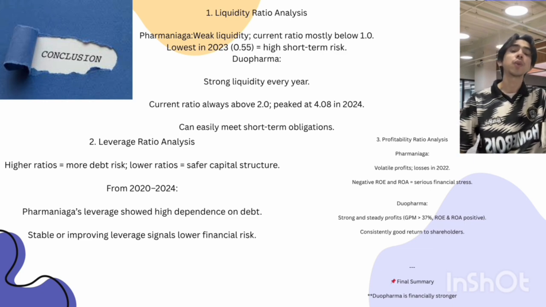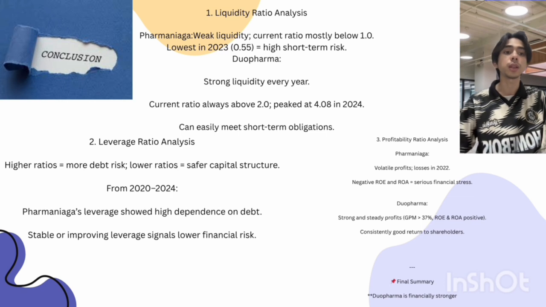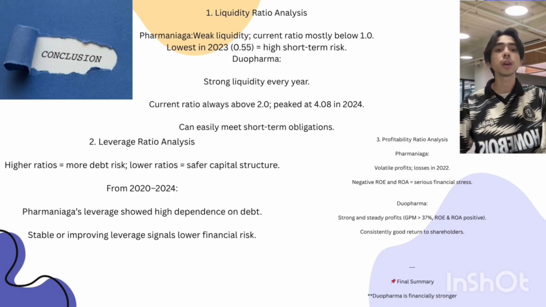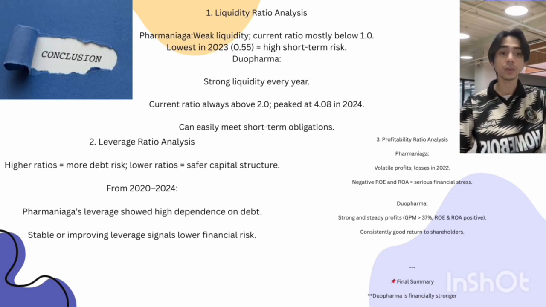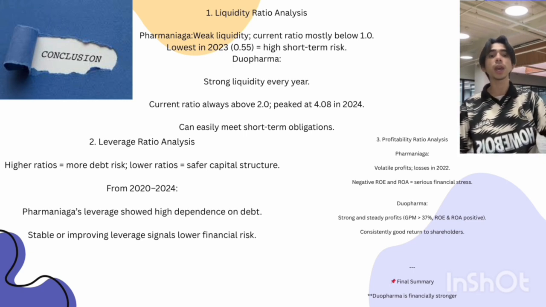Finally, Duo Pharma Biotech Berhad outperformed Pharma Niaga Berhad across all three key financial dimensions: liquidity, leverage, and profitability. While Pharma Niaga faced financial volatility and structural weakness, Duo Pharma maintained consistent and strong financial health, making it a more attractive option for investors and creditors.